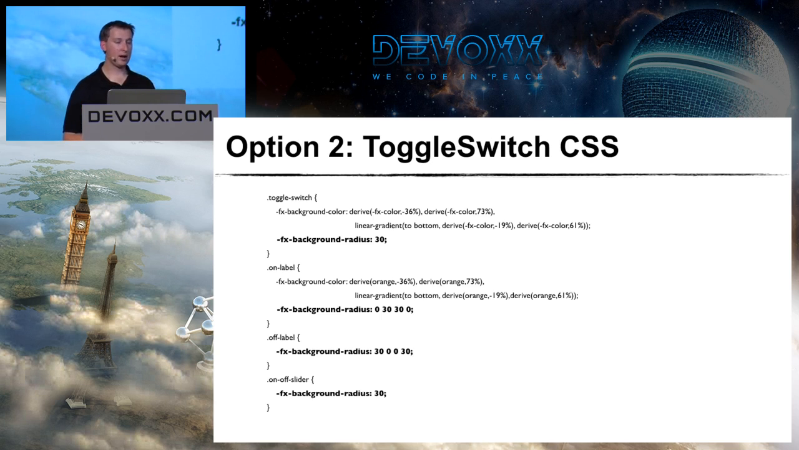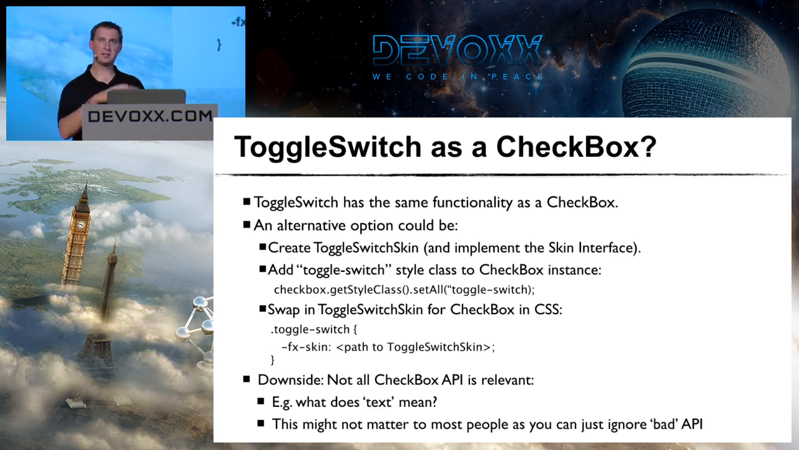Then we just start running our CSS: ToggleSwitch, on label, off label, and the on-off slider. And this is basically styling each of these little parts. You can see there we're styling the off label, the on label, and the slider, just using CSS.